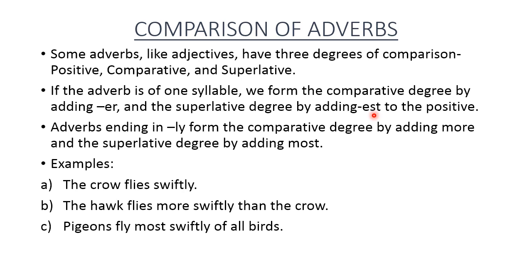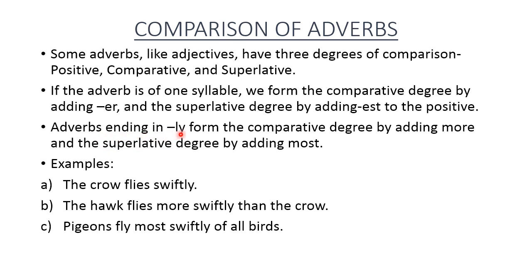Clear? You remember just this much: the word is there in the positive. When it comes to comparative, we add er. When we move to superlative, we add est. So hard, harder, hardest. Long, longer, longest. Soon, sooner, soonest. Near, nearer, nearest. Clear? So positive, comparative and superlative. In comparative, what do we do? We add er. In superlative, what do we do? We add est. Clear? Moving to the next point.